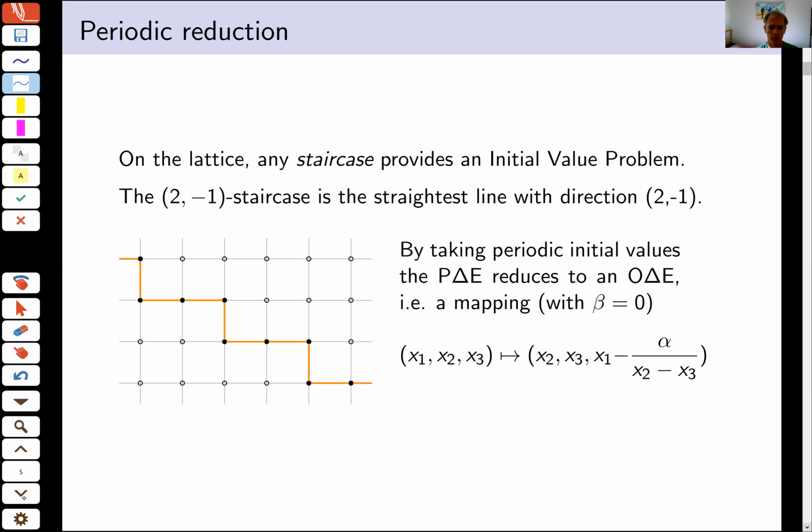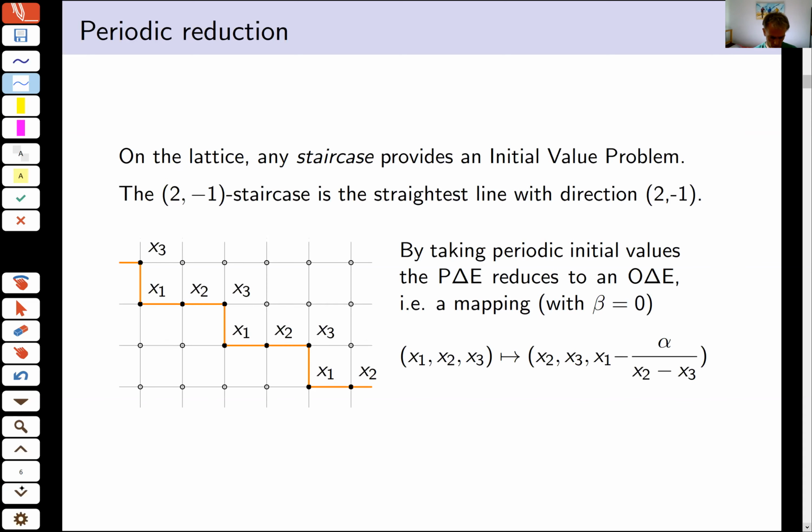We start with a staircase, the standard staircase, which is the straightest line. If you are restricted to edges, then this is the straightest line in that direction that you can draw. And if we want to do this reduction, we have to take periodic initial values. So we set the initial values as x1, 2, and 3, and then we repeat that on this staircase. And this way, we can calculate the fourth value of x by just using that relation on this square, the blue square. And you can go on.